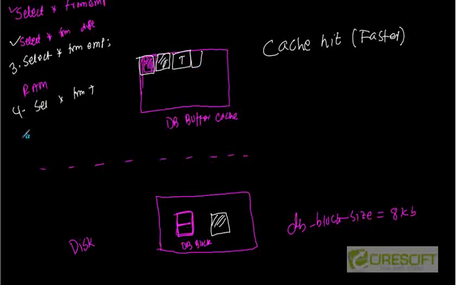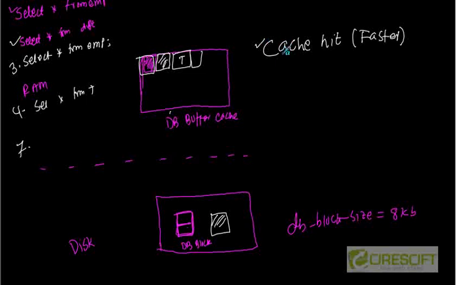For the consequent query, let's say in step 7 I do select star from T. In that case I'm going to get that data from the buffer cache, therefore a cache hit. So that means after a warm up time we are probably going to get everything from the buffer cache, provided the size of the buffer cache is the same as the size of the database. So cache hit is always good.